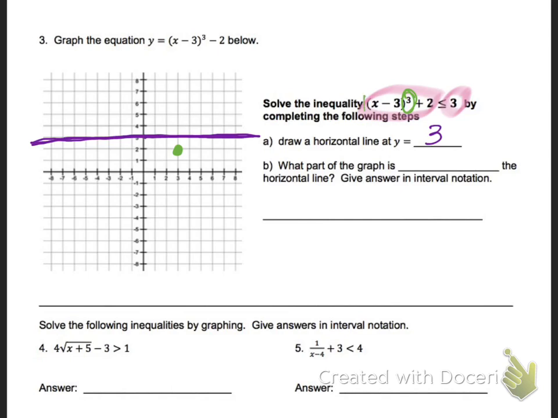Then I have a slope of 1. Nothing in front, so up 1 over 1 on each side. Curves, curves. Then I want to measure, so I'm looking at my inequality. I want to measure what part of the graph is below the horizontal line. And then I'm also going to use brackets because it's touching it, because it's less than or equal to.